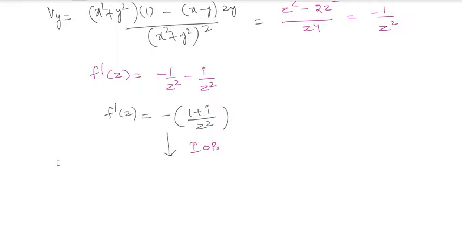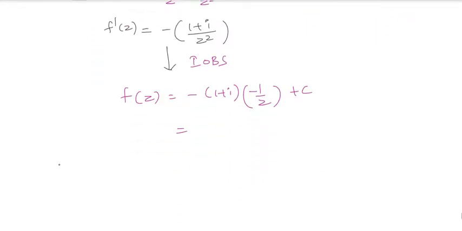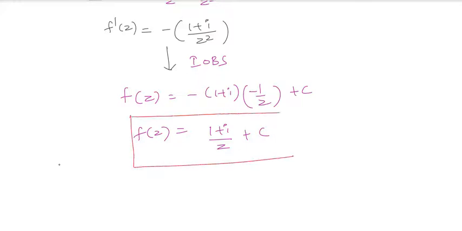So integration on both sides, I will have f of z. What is the integration? Minus of 1 plus i, which is constant, and 1 by z square. Integration will be minus 1 by z plus a constant. Then minus of minus will be plus. So you will have 1 plus i divided by z plus c. This is your analytic function f of z in terms of z. Clear? This is how you have to do it. Clear with my point?